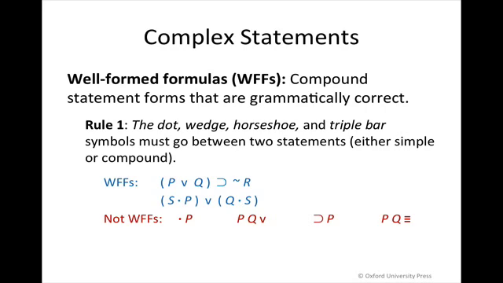The second attempt says PQ disjunction. The third attempt says horseshoe P. Maybe if you want to be charitable, it says "then P." And then lastly, we have PQ triple bar, or PQ if and only if. So you can see that there's nothing grammatical about any of these sentences.